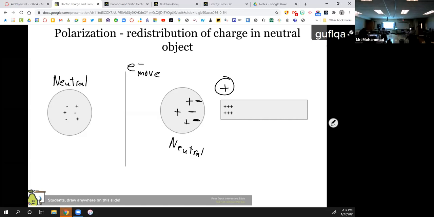So electrons would be attracted to the positive side. So now, even though this is neutral, there's a net negative on this side and a net positive on that side. So this object has become polarized. Charge has been redistributed. It hasn't gained or lost anything. The charge is just redistributed within that object. So unlike charging by friction, polarization is not losing or gaining any electrons. It's just a little redistribution.